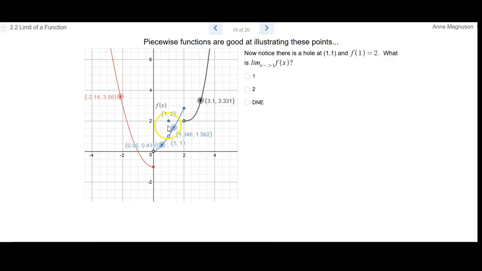Now I've changed this function a little bit. I left that hole at (1, 1), and I've declared that the function value at 1 is 2. Again, my limit from the left is still equal to 1, and my limit from the right is still equal to 1, because only this point is what's not equal to 1. Since the limit from the left equals the limit from the right, the limit for this is still 1. It's not 2.